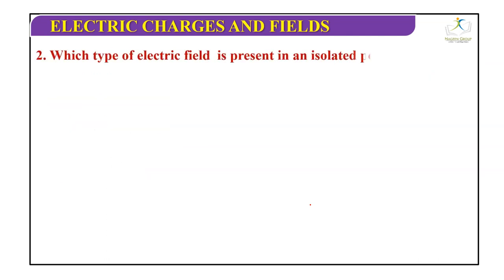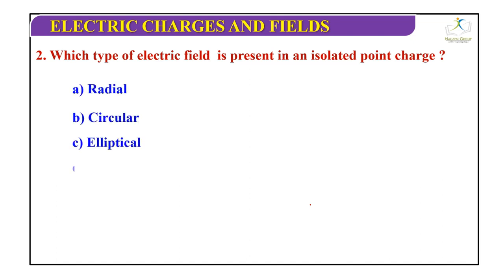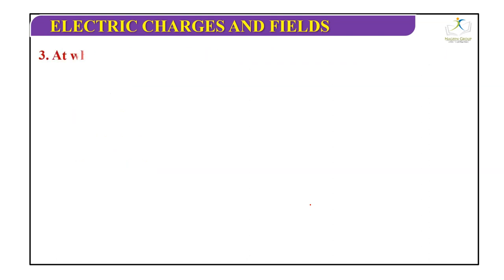Next, which type of electric field is present in an isolated point charge? Radial, circular, elliptical, or hyperbolic? So for an isolated point charge, we have a radial electric field.